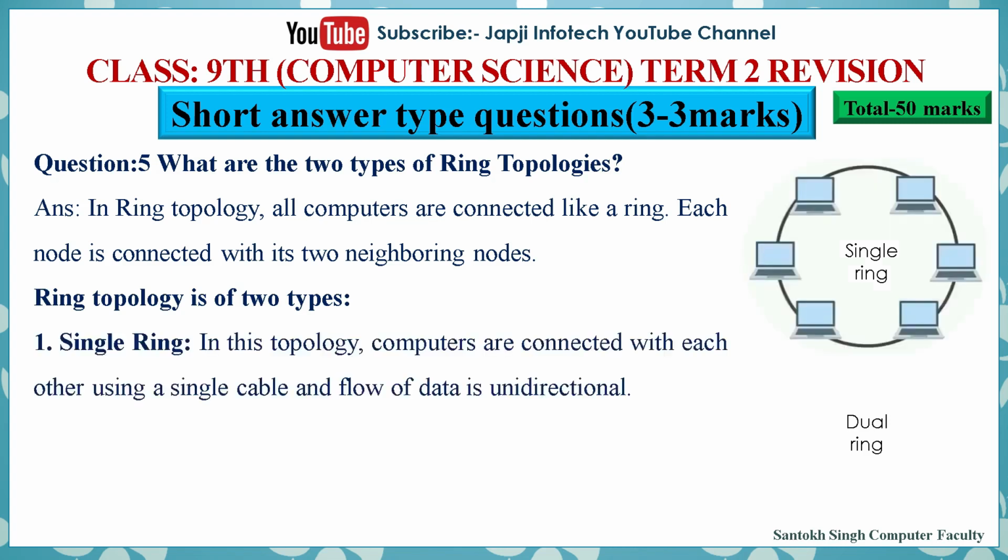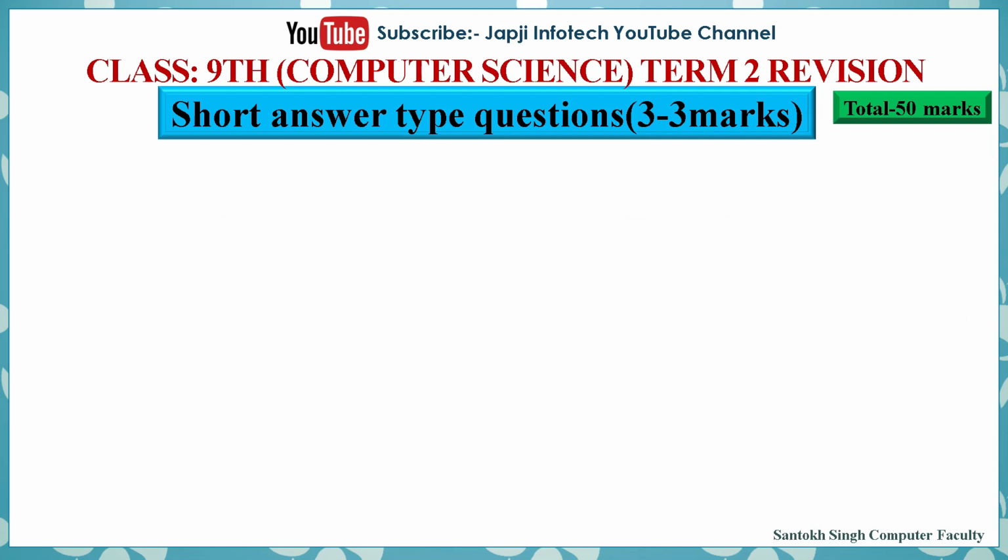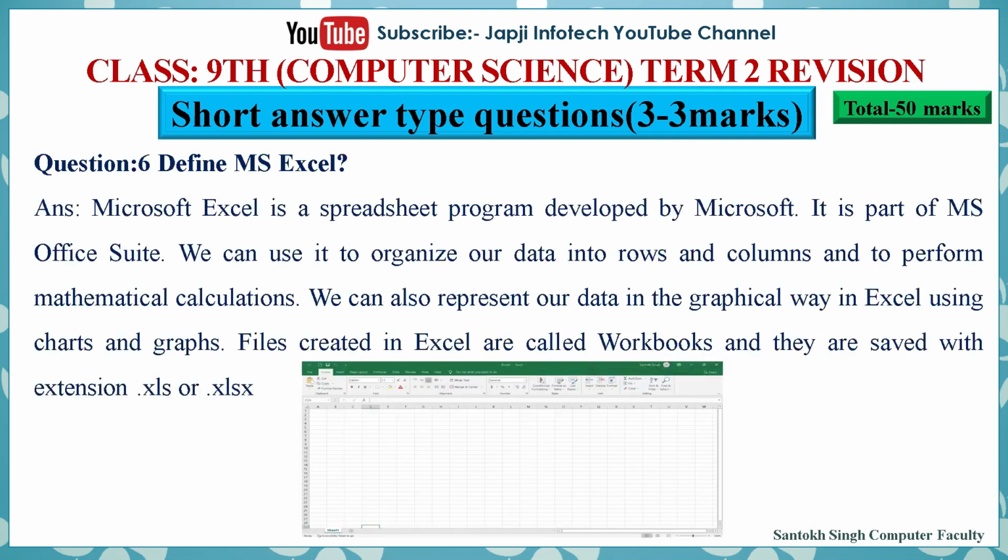In this topology, computers are connected with each other using a single cable and flow of data is unidirectional. The second one is dual ring. In this topology, computers are connected with each other using a dual ring cable and flow of data is bidirectional. The sixth one is define MS Excel.